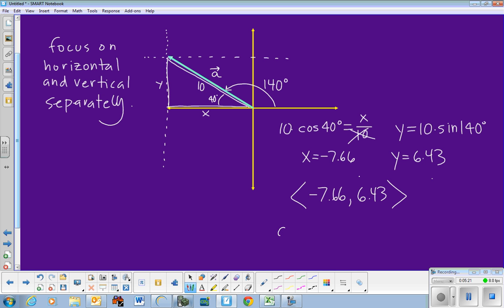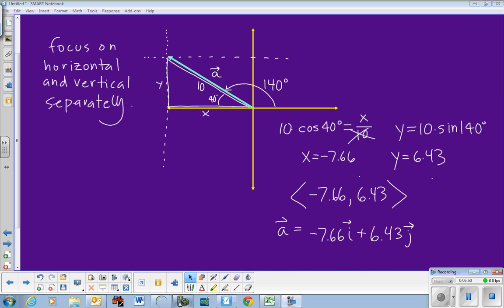You could also write it with what's called an I and a J. Basically, it's an I with a little arrow over it, plus 6.43, J with a little arrow over it. I represents the X direction, J represents the Y direction. One day you'll be in 3D and you'll have a K vector for the Z direction.